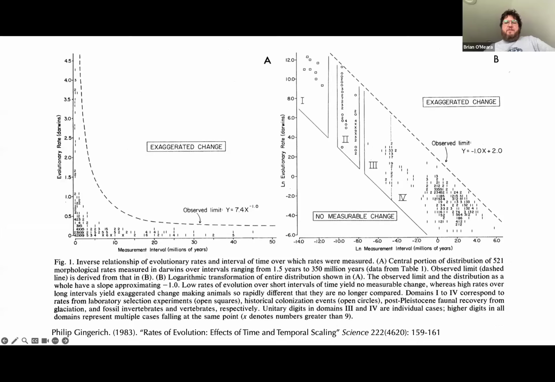So for over 40 years, scientists have seen a pattern of faster evolutionary rates over shorter time periods. It's a hollow curve on a plot of rate versus time. It's a linear curve, often with a slope of -1, on a log-log plot of log rate versus log time.